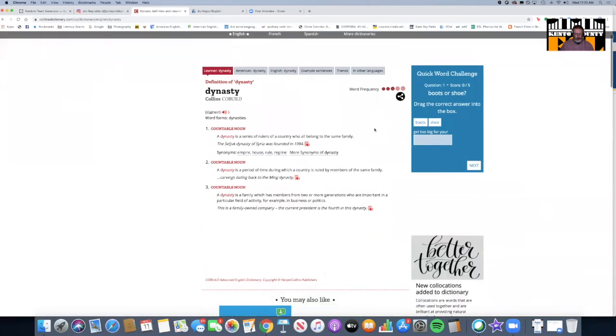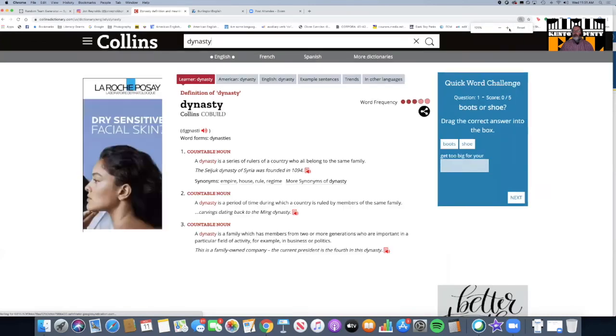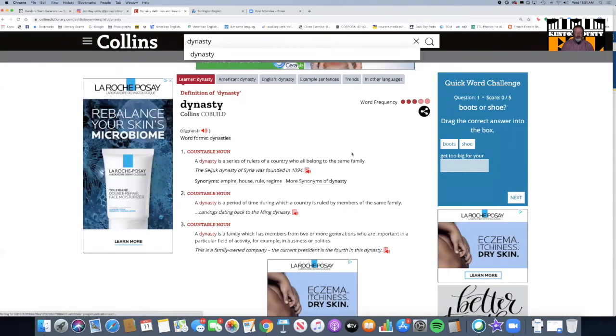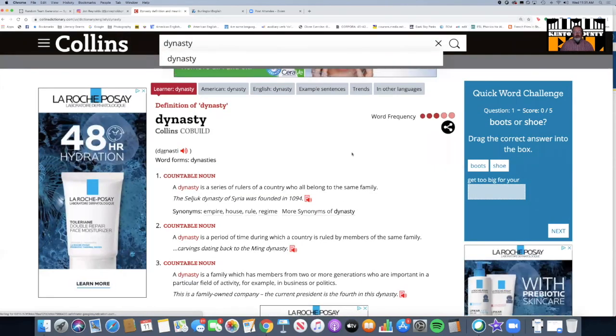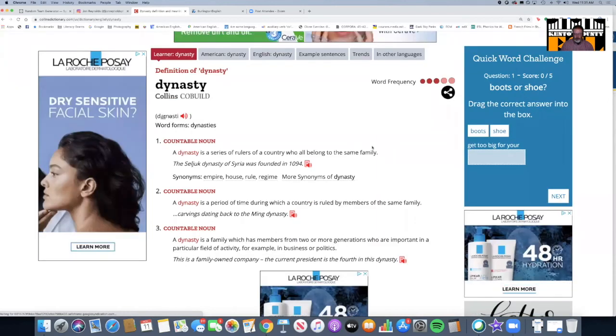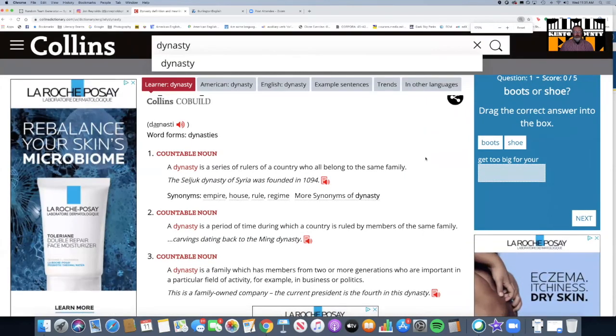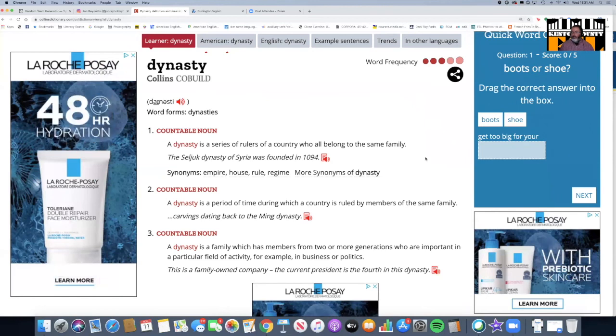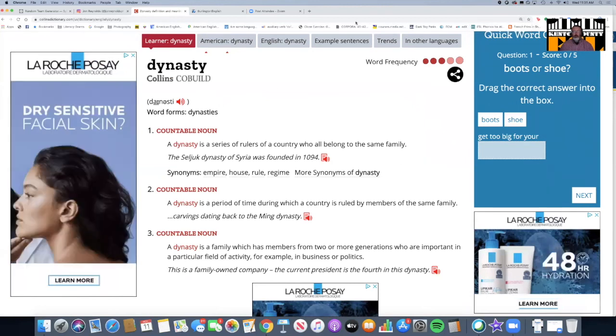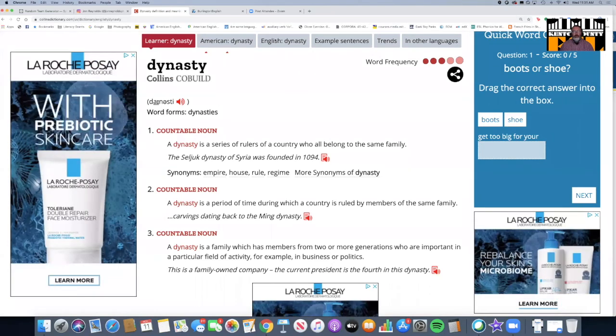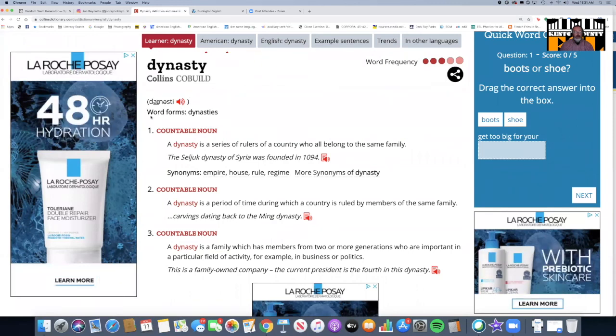Okay, so again, I'll zoom in so we can see it a little better. Now, if you notice in this example, maybe one more time, the word dynasty is in the definition. So let's take a look. So once again, we can see that dynasty is a noun. We can make it plural. So it's dynasties, for example.